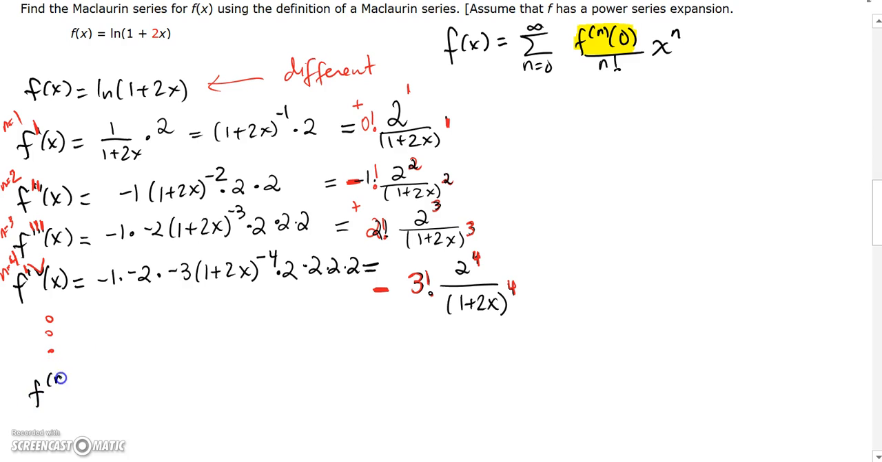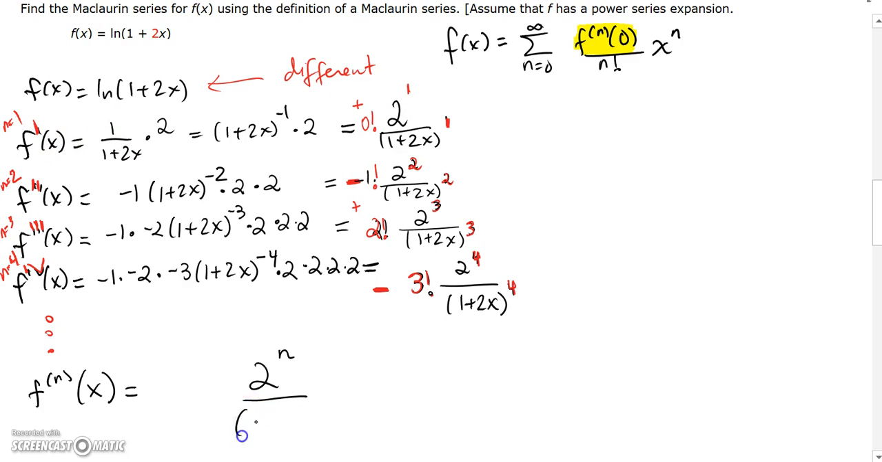The nth derivative at x, for any general x, I'm trying to figure out the pattern because I'm going to eventually put 0 for the Maclaurin, but if it was any other number, I would put the other number there. So I definitely have a 2 to the n in the numerator, because fourth derivative 4, third derivative 3, second derivative 2, first derivative 1, and so on.